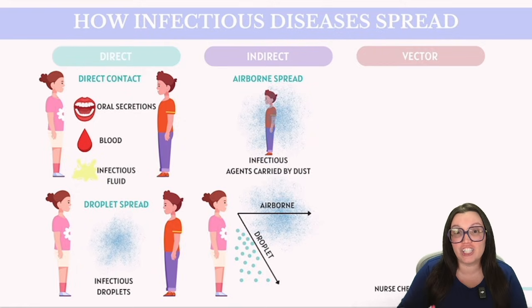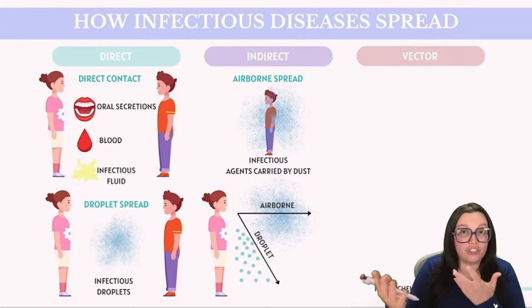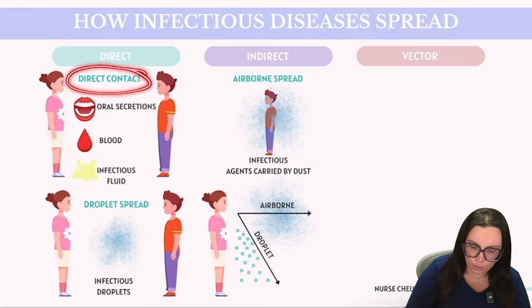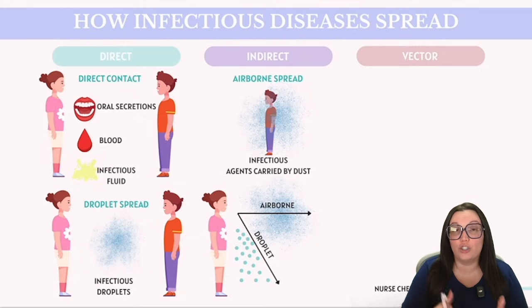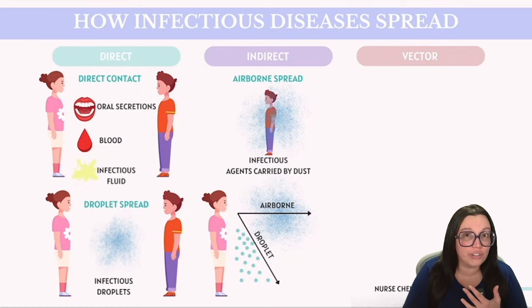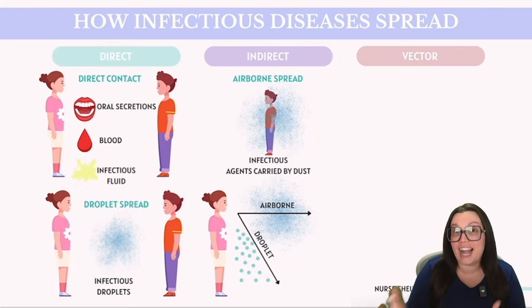This occurs when infectious agents are immediately transferred from a source or reservoir, such as an infectious person, directly into a susceptible new host. Direct transmission can occur in two primary ways, either through direct contact or droplet spread. Direct contact is going to involve physical interaction with bodily fluids from an infected individual, which might include oral secretions, blood, or other fluids like we see with skin lesions, semen, or vaginal secretions. This type of transmission can result from activities like touching, biting, kissing, or sexual intercourse.